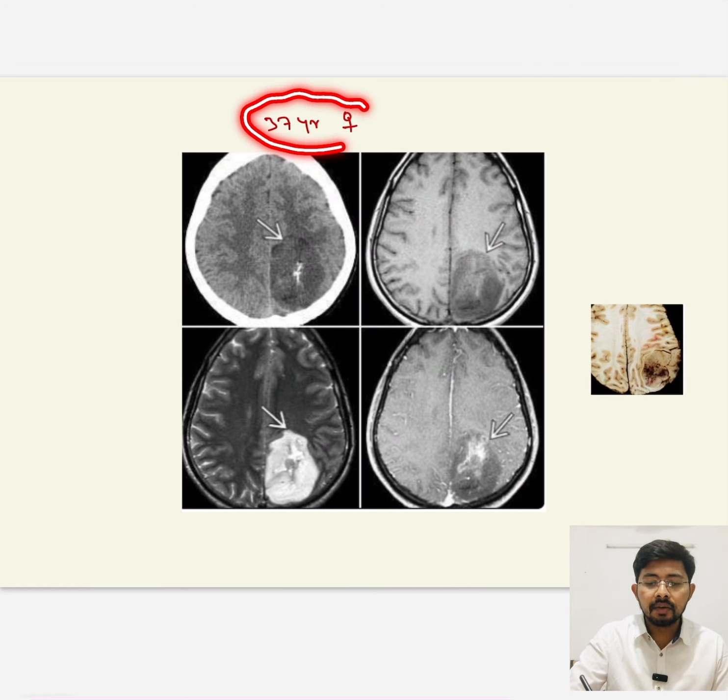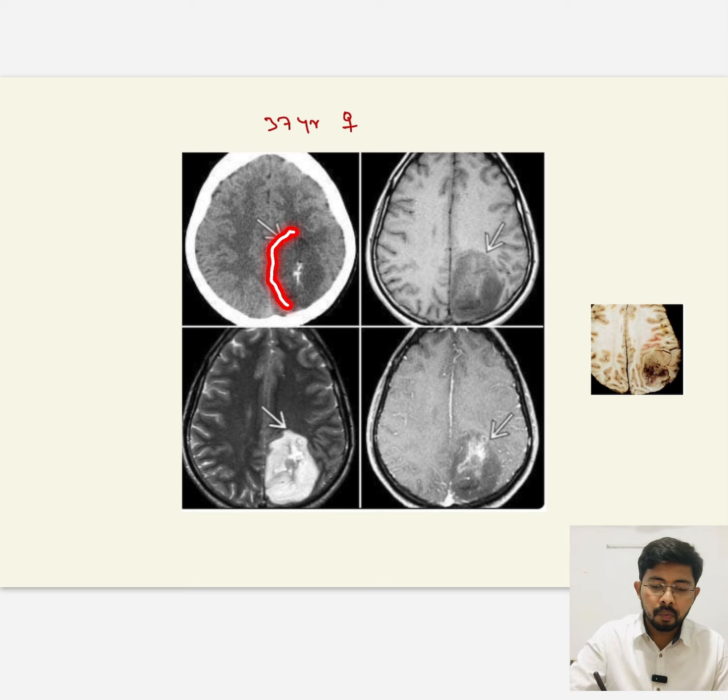This is a 37-year-old female who came with a history of repetitive seizure attacks and headache. Here in the parietal lobe we saw a hypodense ill-defined mass lesion with focal nodular calcification within it, showing mass effect and involving the gray-white matter at the cortical surface.